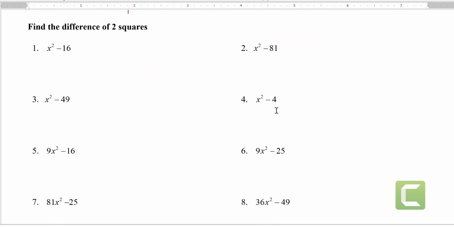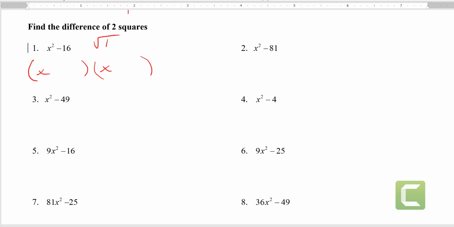The square root of x squared minus 16, or the difference of two squares. So again, I'm going to put parentheses here. So let me just do this here. Okay, and this is going to be x and x. The square root of 16 is 4. So 4 and 4, and plus and minus.